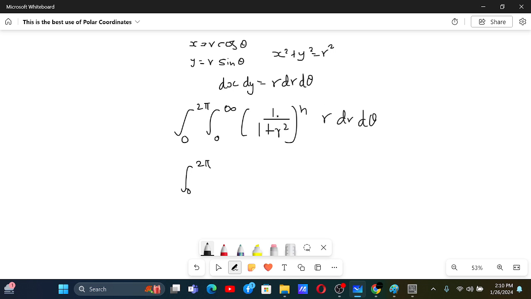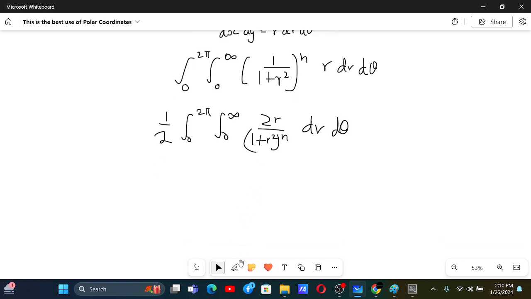Now the next step will be the integral from 0 to 2 pi. 1 to the power n is just 1, and this can be written with 1 by 2 in front of the integral, and then 2r over 1 plus r square to the power n, dr d theta. Now the derivative of 1 plus r square is just 2r dr, so that's why this can be written as 1 by 2 integral from 0 to infinity of 1 plus r square.